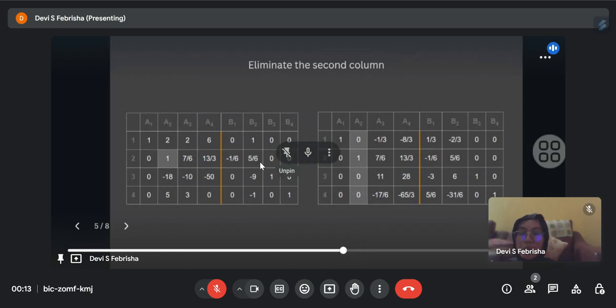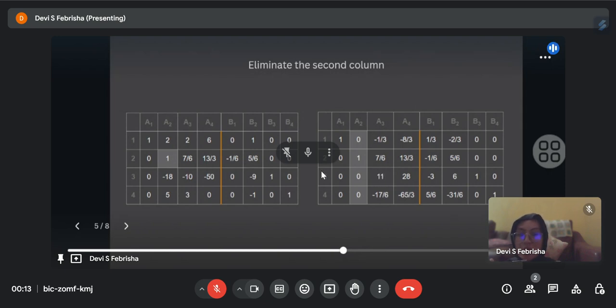We have already made this into 1. We divide here by minus 6, minus 6, minus 6, minus 6. We get here 7 over 6, 13 over 3, and the rest of it. And then we are eliminating the second column. After changing it into 1, we're going to change the rest of it into 0 by using OBE.